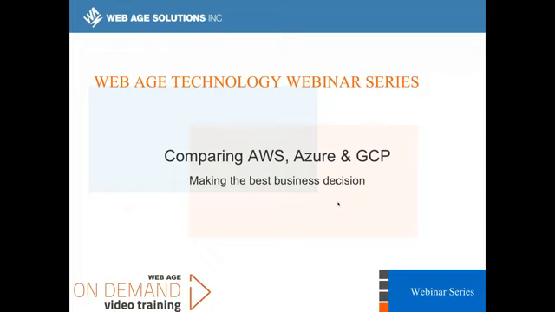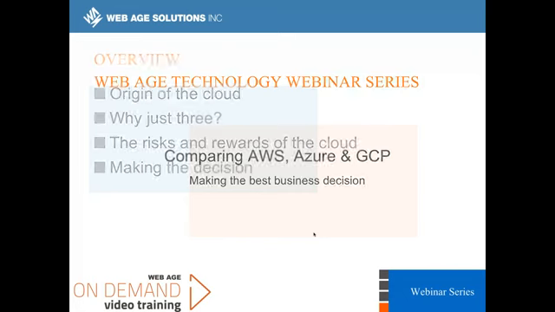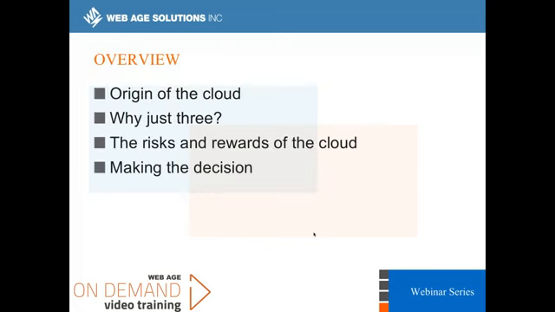Any other decision that you make in business is a hobby decision. Fundamentally, as business people, as managers, these are the guidelines that we have to take. So we're going to cover this in terms of what the top 3 providers can give us in the cloud. We're going to talk about this in terms of the origin of the cloud. We'll talk about why just 3 providers. Why am I not including other folks in here?